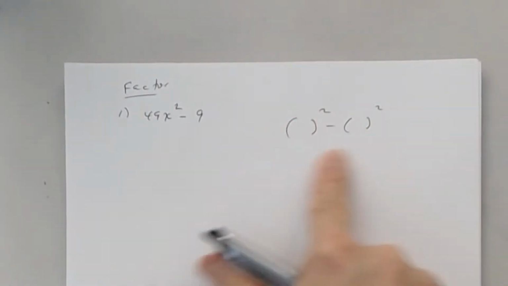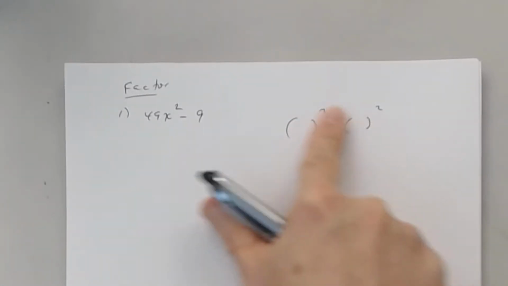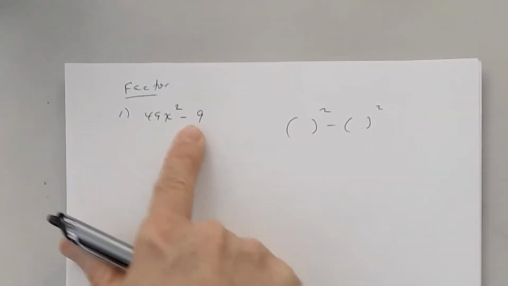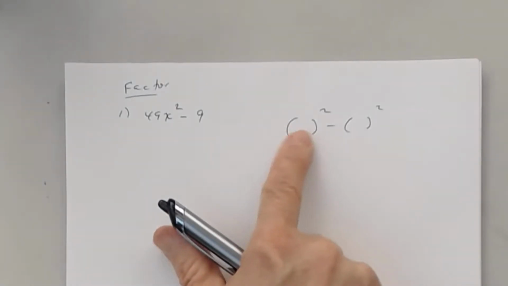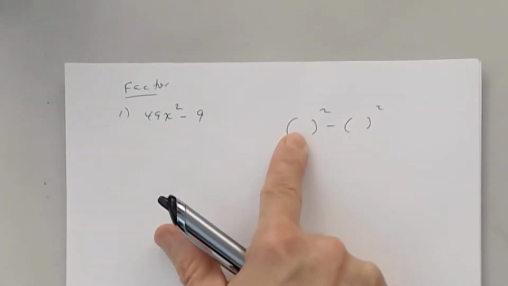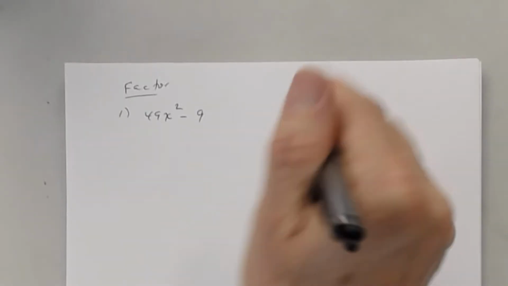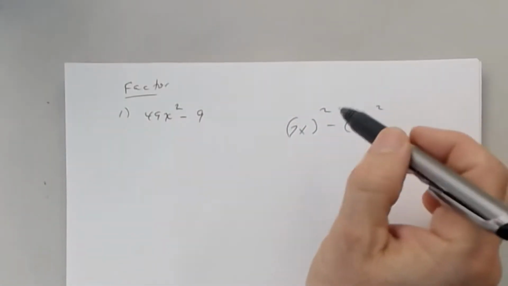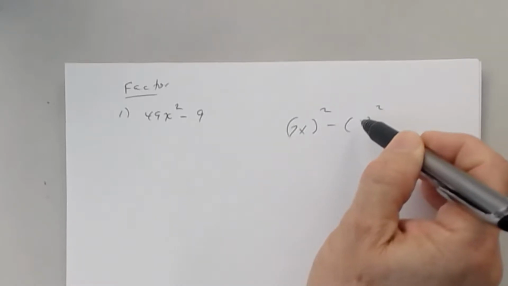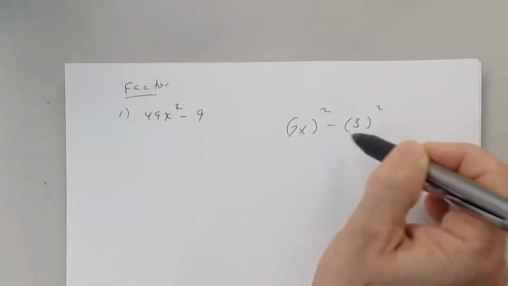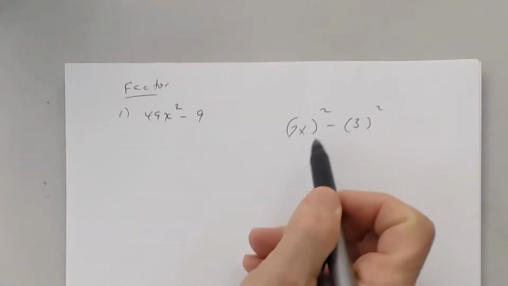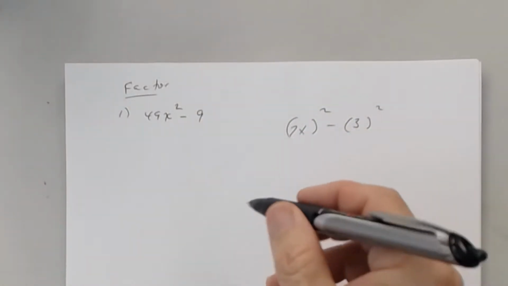So this is what you want to think in your mind right here. Now, this is 49x squared minus 9. What's going to go inside that first parentheses? 7x, good, because 7x times 7x is 49x squared. And then what's going to go inside that second? 3. And so notice, is this the difference of two squares? Yes. And so you can factor the difference of two squares.